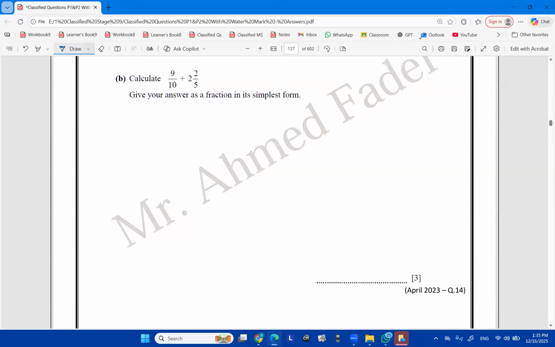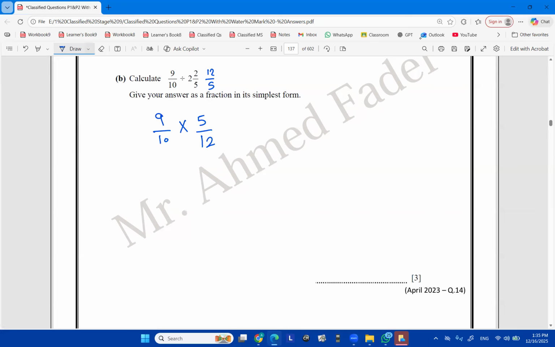Calculate 9 over 10 divided by 2 and 2 fifths. So it is going to become 9 over 10 times, 5 times 2 is 10, and 2 it becomes 12 over 5. But after the multiplication sign, we're going to flip it. It is 5 over 12.